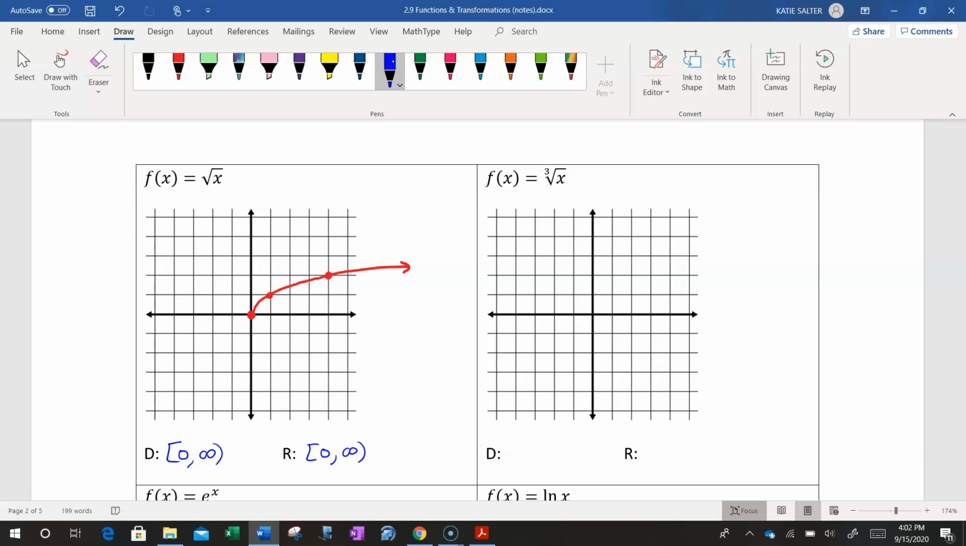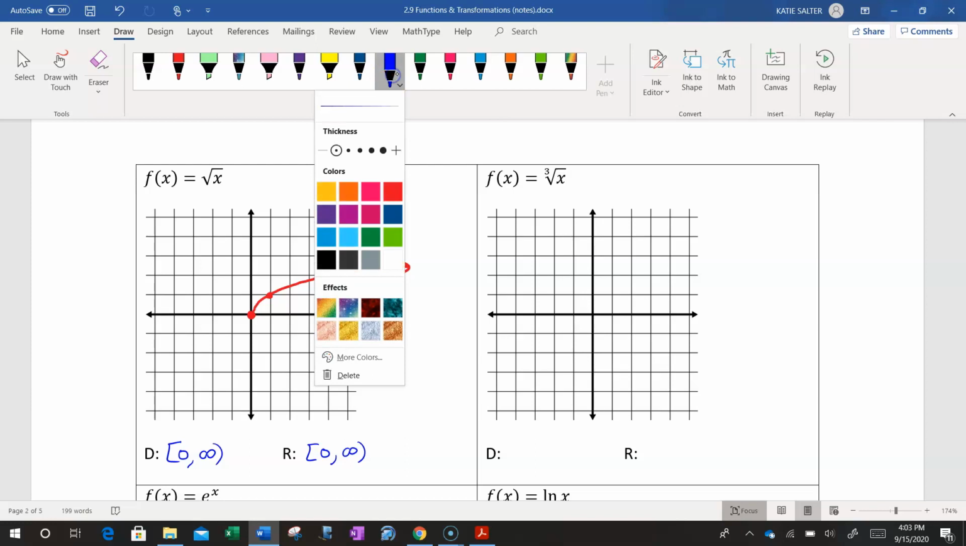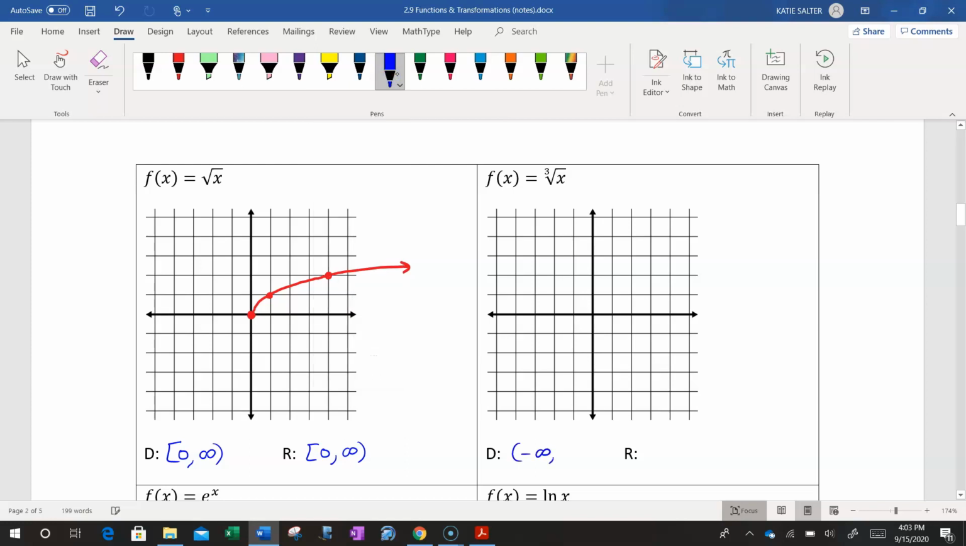However, for a cube root, we can substitute negative numbers. We can take the cube root of negative numbers. We just can't take even roots of negative numbers. So the domain for our cube root is from negative infinity to infinity. But we need to start thinking inversely from y equals x cubed.